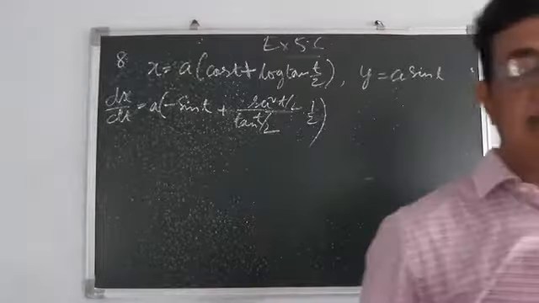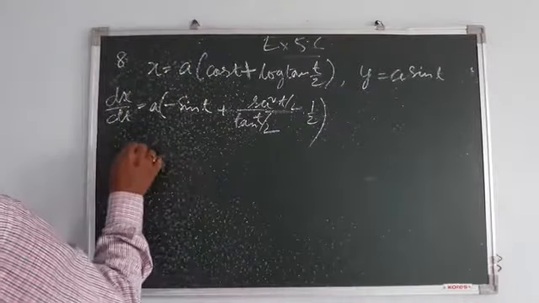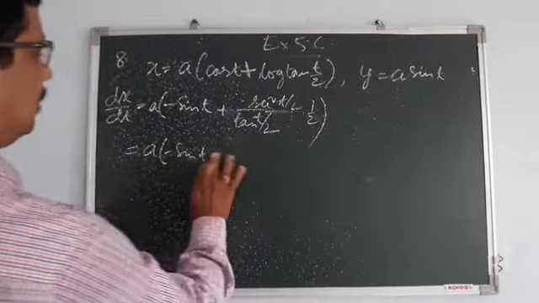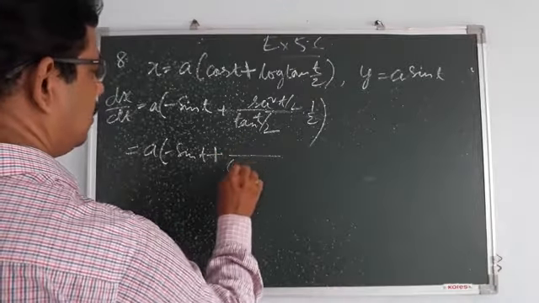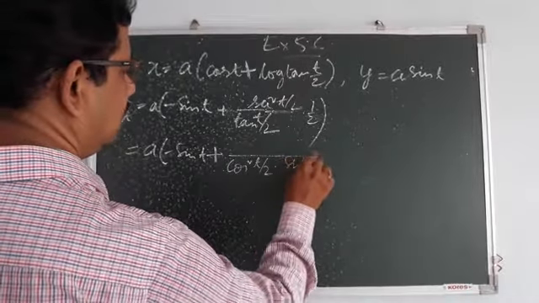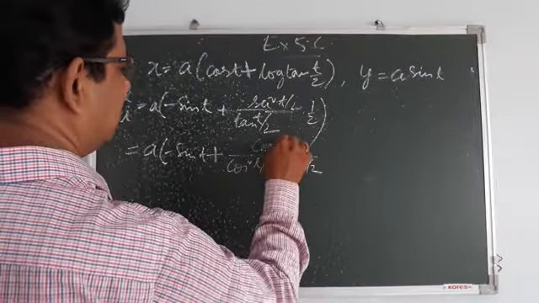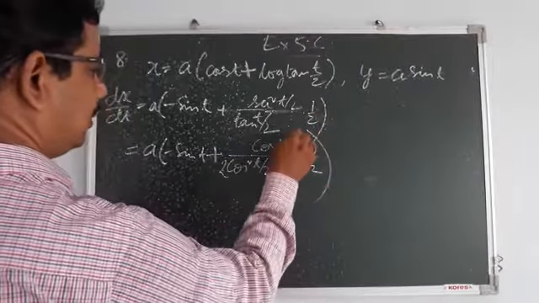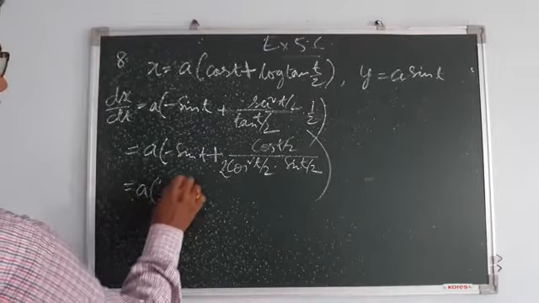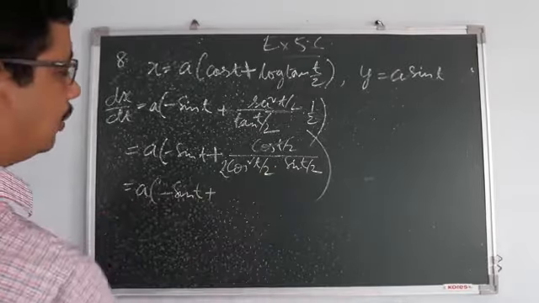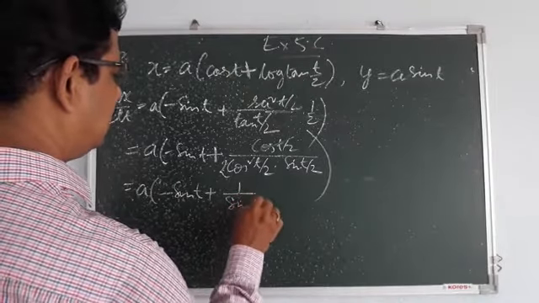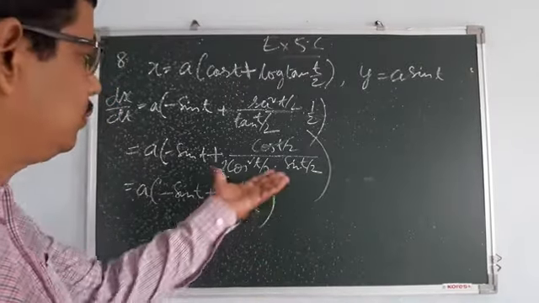Now we have to do a little simplification of this one. Sec square t by 2 is 1 by cos square t by 2. Tan t by 2 is sin t by 2 by cos t by 2. The 2 I have written here. Now one cos t by 2 and cos square cancel. So what we get here is minus sin t. This one, 2 sin t by 2 into cos t by 2, gives 1 by sin t only. The sin twice theta formula I have used here.